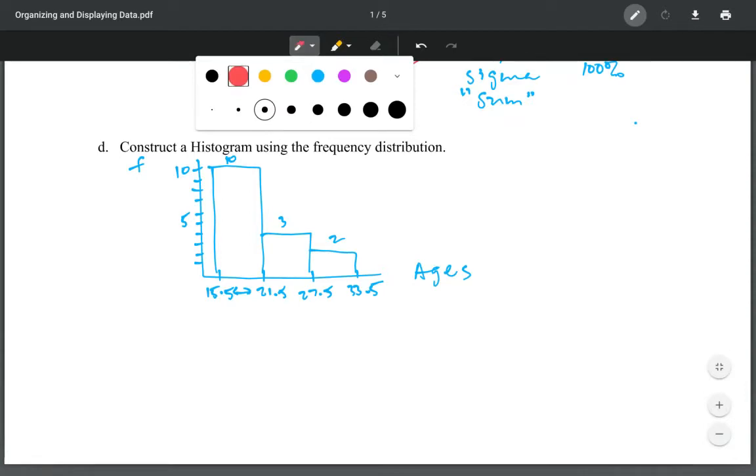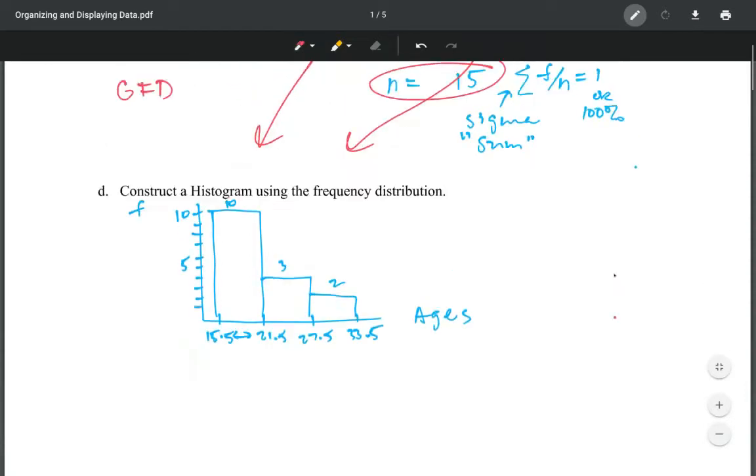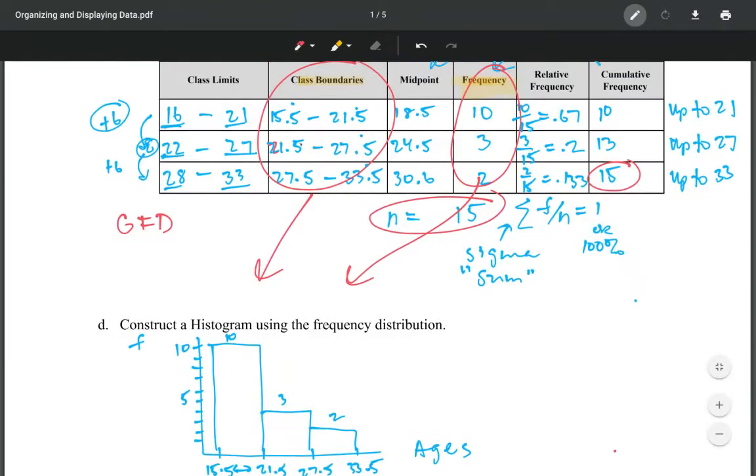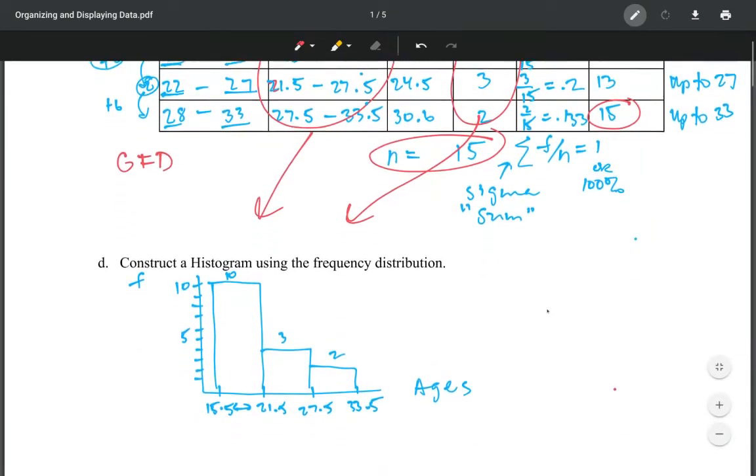In my frequency polygon, I'm going to use midpoints instead of my boundaries. So I want to go ahead and drop in my midpoints. I've got 18.5. So this would be 18.5. 24.5, and then 30.5. Instead of doing a bar, I do a dot above each of my midpoints. The midpoint is a representative age.